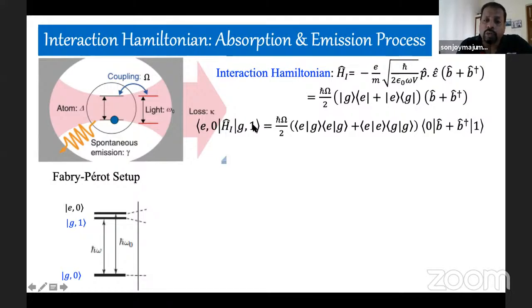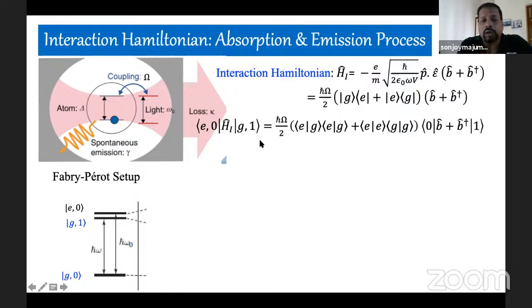Between G1 and E0. So this is G1, this is E0, which are very close by. If you make the cavity such that the quantization frequency of the light is close to the resonance frequency, then these two energy levels are very close by. And if you want to check what the matrix element will be, you just put in all the terms: this is the electronic part, this is the electromagnetic part, the light part.